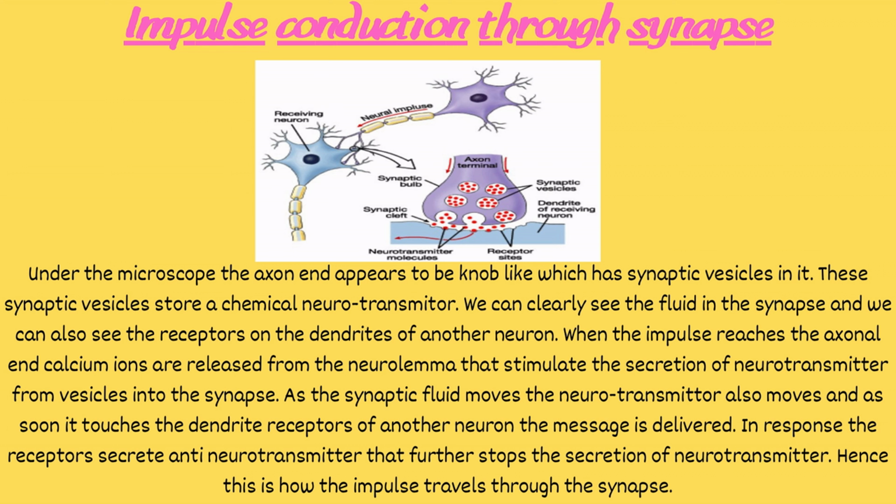As the synaptic fluid moves, the neurotransmitter also moves, and as soon as it touches the dendrite receptors of another neuron, the message is delivered. In response, the receptors secrete an anti-neurotransmitter that further stops the secretion of neurotransmitter. Hence, this is how the impulse travels through the synapse.